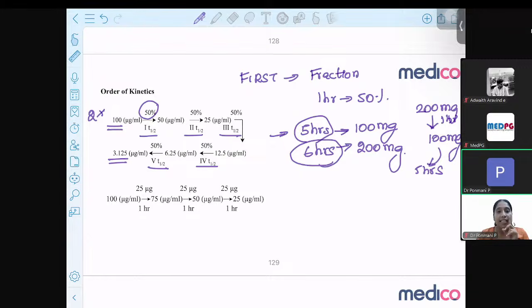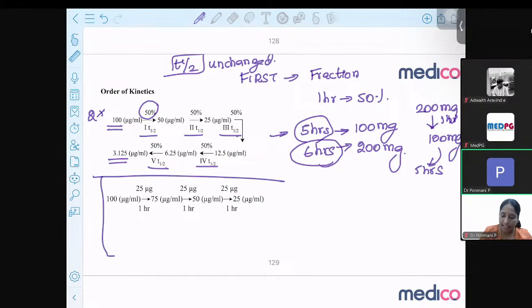Since it is 50%, what is half-life? Half-life is defined as the time taken for the plasma concentration to reduce to half of the value. Here also the same half value is happening. So what is happening? The T-half is not getting changed. Even for getting 200 to 100, it takes the same 1 hour. 100 to 50, same 1 hour. So the T-half is unchanged in first order kinetics.